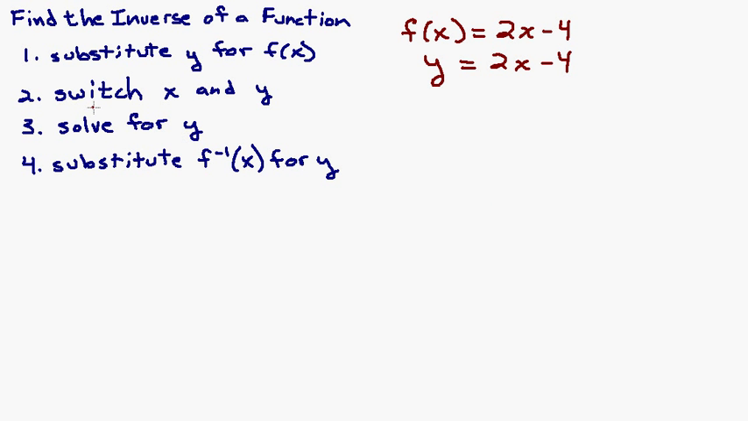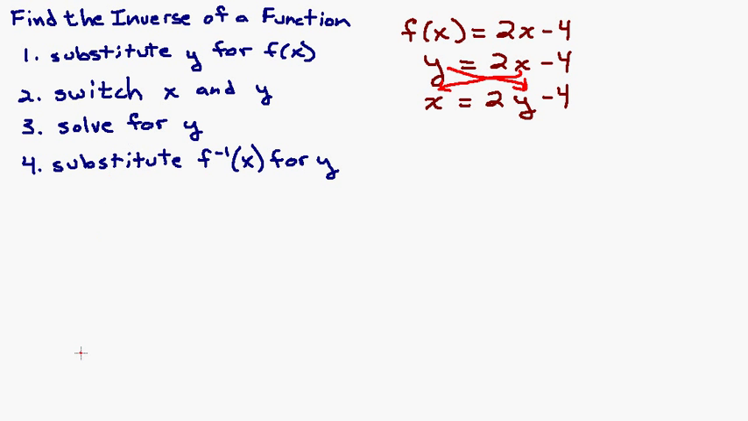Step number 2, switch x and y. So I'm going to flip the x and the y here. Instead of y, I'm going to write x, and instead of x, I'm going to write y. Notice everything else stayed exactly where it was. The 2 stayed on the right hand side, and the minus 4 stayed on the right hand side. I just switched the x and the y. And you always do this. Anytime you're finding the inverse function, you switch the x and the y.